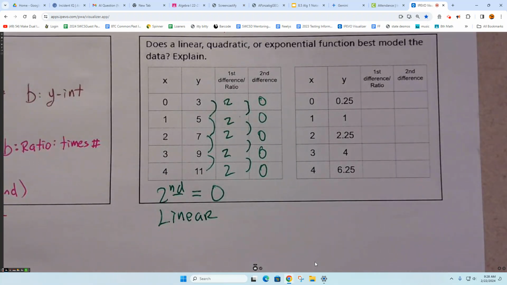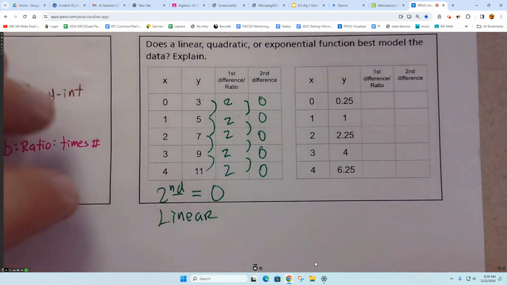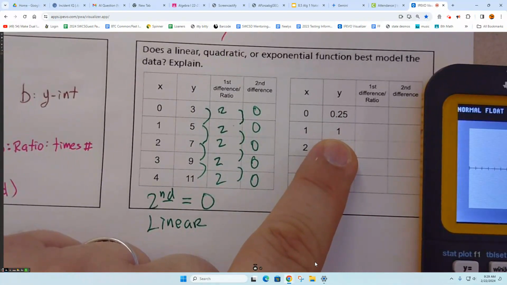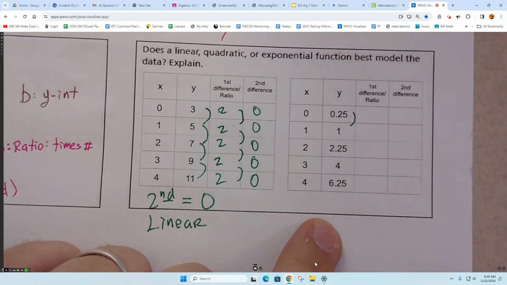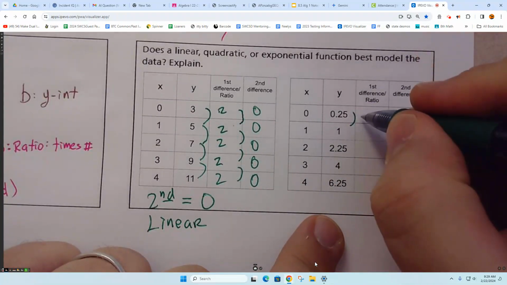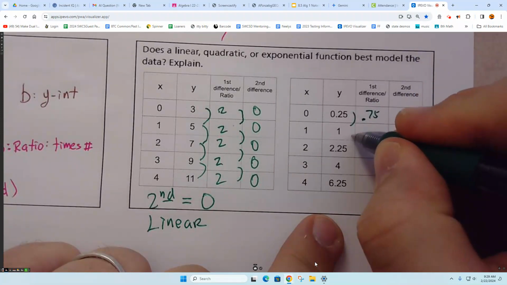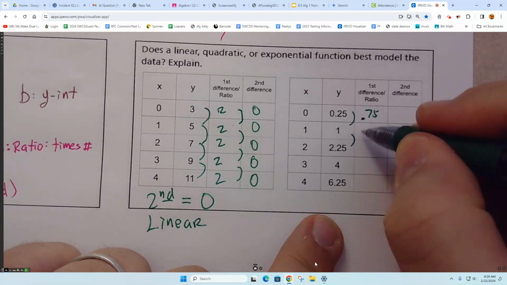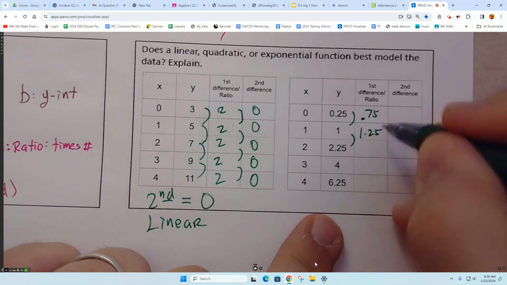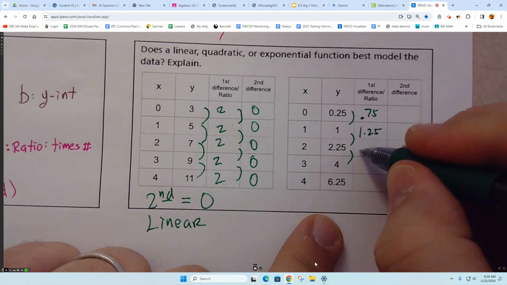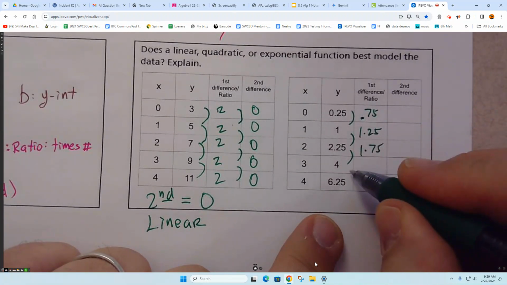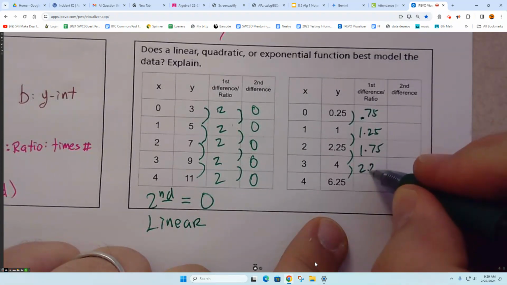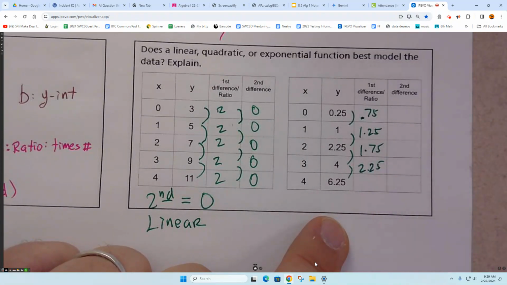Where we have to be careful is the ratio one might throw us off, but let's just go with this. This next one, I want to figure out the difference. Can you tell me what this difference is? 0.75. And then this one, 1.25. And then this one, 1.75. And then this one. Good. Who's our calculator? How is it 2.25?